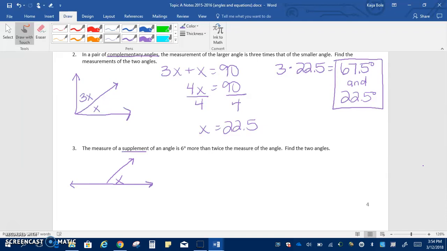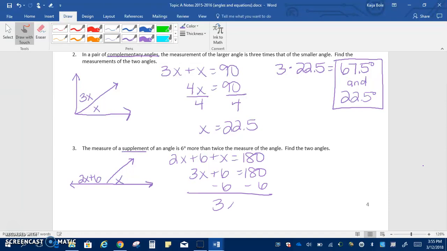So now I've got to back it up and look at all this. It's 6 degrees more than twice the measure. So 6 degrees more means I'm going to add 6, but then it's twice the measure, so I'll have 2 times x. Now I'm going to add these to equal 180. So I have 3x plus 6 equals 180. I subtract 6 on both sides, I get 3x equals 174. Divide by 3, and I get x equals 58.